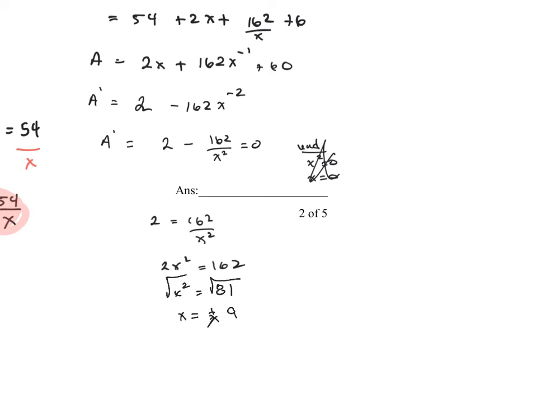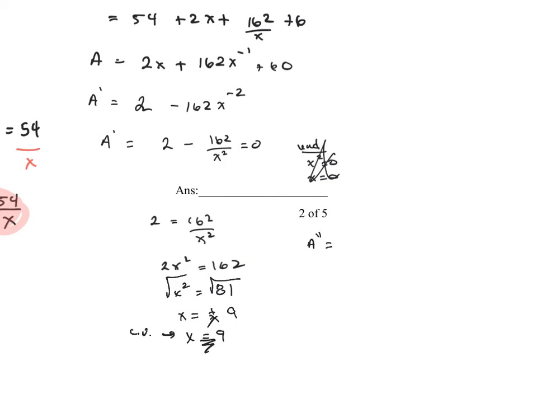Again, negative doesn't make any sense here. So x equals 9 is the only critical value that I need to consider. I need to prove that this is a maximum or a minimum. Again, I could use the first derivative test or the second derivative test. That first derivative is not too bad, so I'm going to go ahead and use the second derivative test to do this.